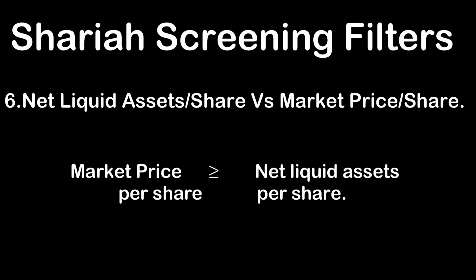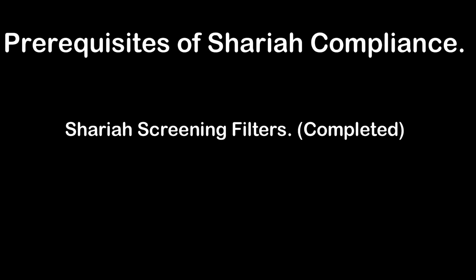Now we have the last Sharia screening filter. Net liquid assets per share versus market price per share. It means market price per share should be at least equal to or greater than net liquid assets per share. As we discussed earlier, that we have 2 types of prerequisites. Till here, we understand Sharia screening filters.